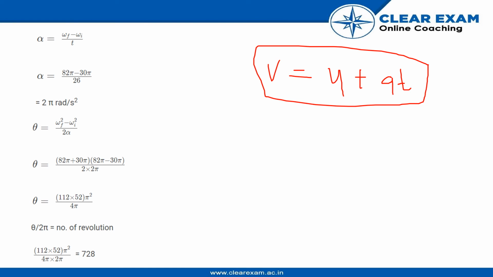And once we have those values, we are going to be putting in those values, because alpha we need to find in the 26 seconds duration, and the alpha comes out to be 2 pi radians per second square.